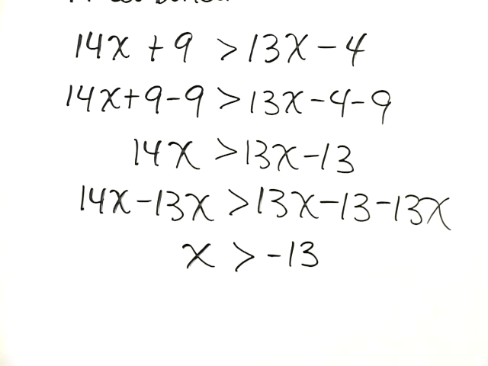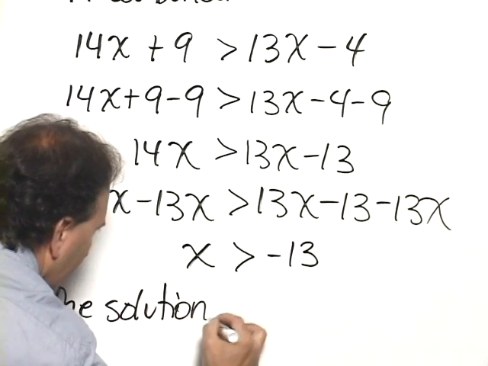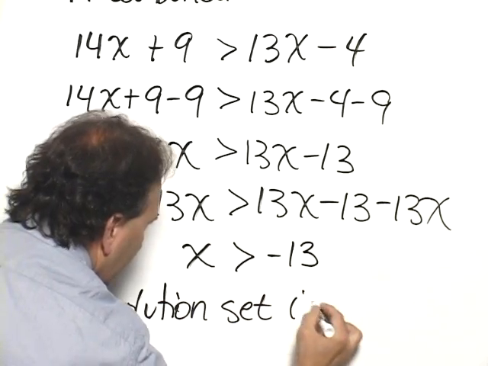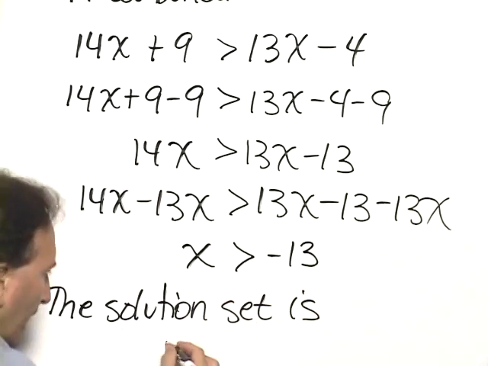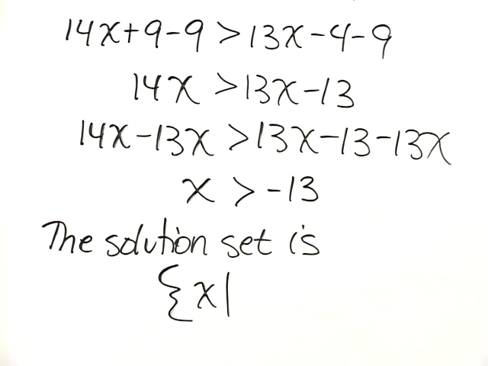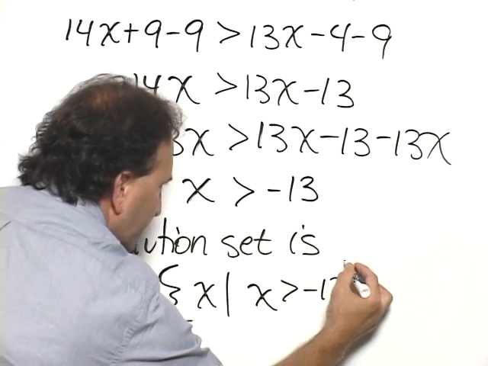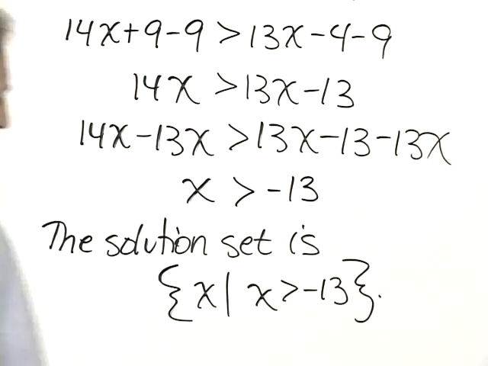To write this in set builder notation, we could write the solution set is, we would write open brace x such that x is greater than negative 13, and then close braces.